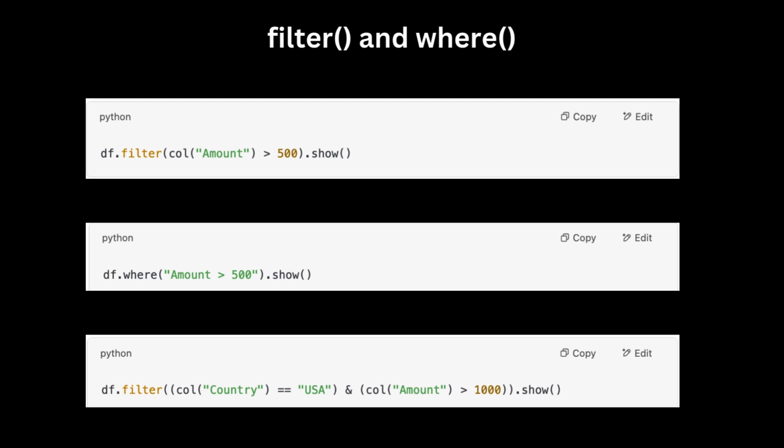Where is the SQL-style alternative. The where function does the exact same thing as filter. You can use either based on what feels more readable to you. As you can see, where even allows you to pass conditions as SQL-like strings.